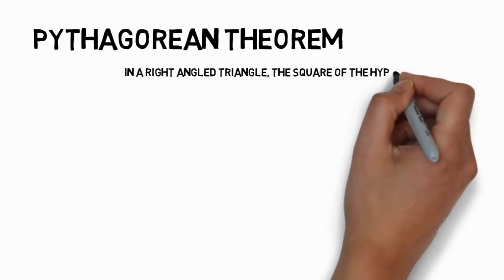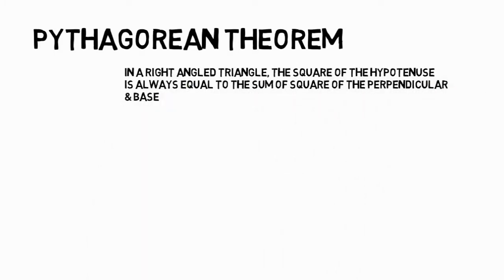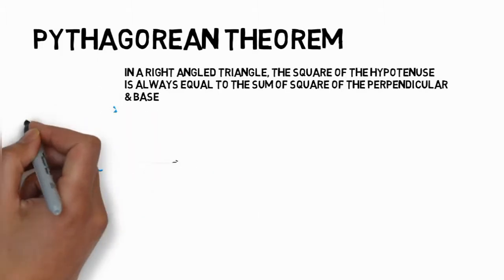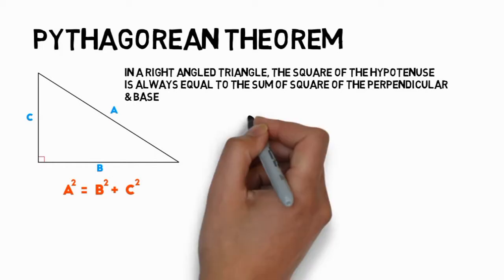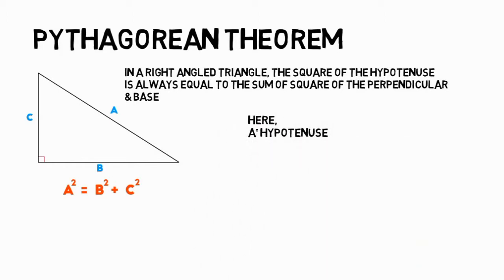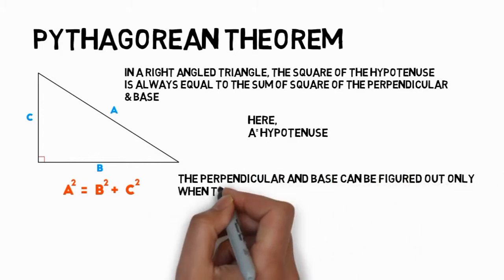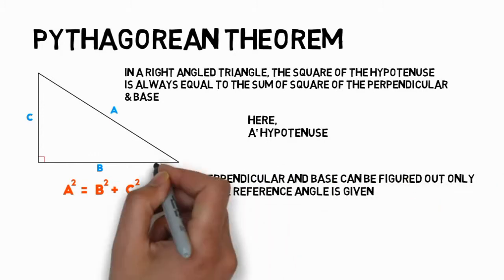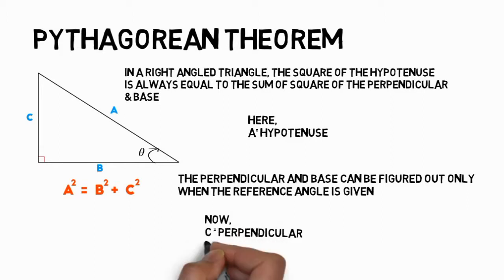Going forward to the Pythagorean theorem, which explains that the sum of the squares of the perpendicular sides of a right angled triangle is always equal to the square of the third side. That is, h square is equal to p square plus b square. Here, h is hypotenuse, but what about perpendicular and base? That can be figured out only when the reference angle is given. Suppose we have the reference angle theta. So P is perpendicular as it is just opposite to the reference angle, and B is base as it is adjacent with the reference angle.